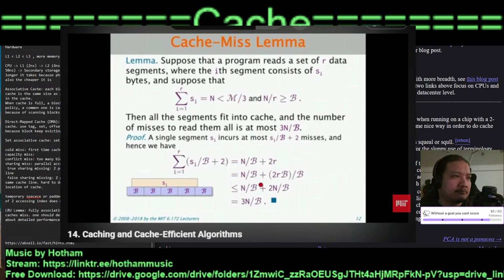So where did I get this inequality here? Why do I know that 2rB is less than or equal to 2N? Yes? You know that N is greater than or equal to Br by this assumption up here. So therefore, rB is less than or equal to N. And then N over B plus 2N over B just sums up to 3N over B. So in the worst case, we're going to incur 3N over B cache misses.